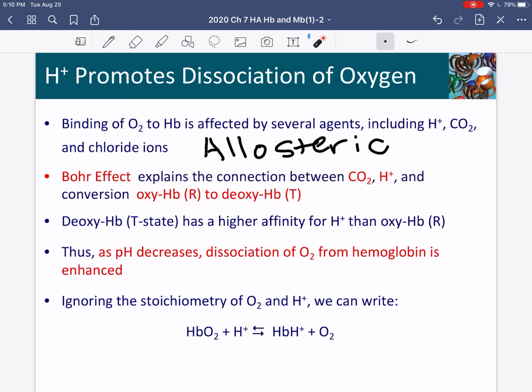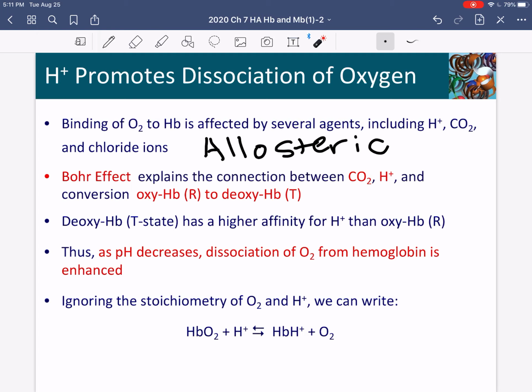We are going to be focusing on hemoglobin in this video, and we're going to be bringing back that word allosteric, other site. Other steric site, or structure. So the other site, not the oxygen binding site, affects the release of oxygen, and that's what we are talking about when we're talking about allosterism and hemoglobin.